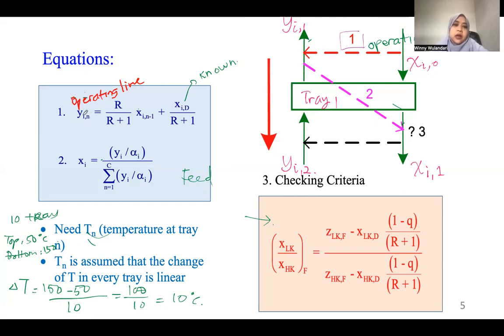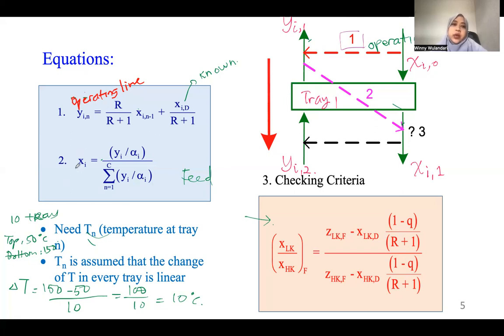So Y_i,n, the mole fraction of component i at tray n, equals R over R plus 1, a similar equation, multiplied with x_i at n minus 1, plus x_i,D over R plus 1. So this is the operating line, the equation that you need for the operating line. You know the x_i,D from the composition of the distillate. So you know also this one, so you can get the Y_i,1. Okay, so you know also the X_i,0 over here, so then you can get your vapor.